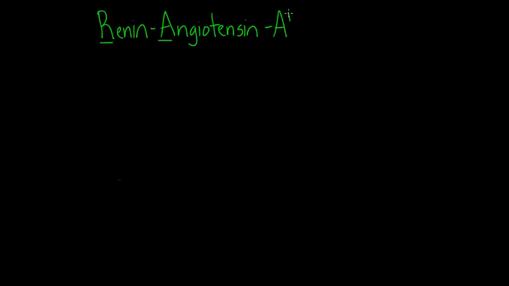The body has a really, really cool way of controlling blood pressure. And you'll hear about this RAAS system. RAAS stands for renin-angiotensin-aldosterone system. So let's go through this RAAS system as an overview, just looking at where things start from and where things go in terms of cells and hormones. Those are the two things I want to try to distinguish between.